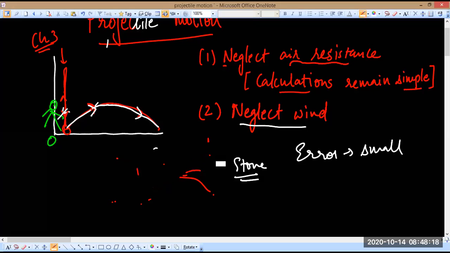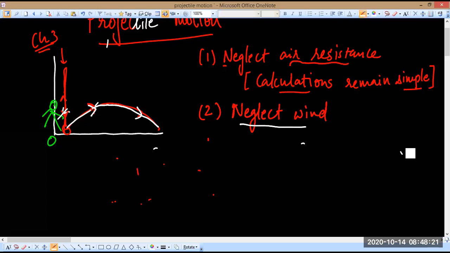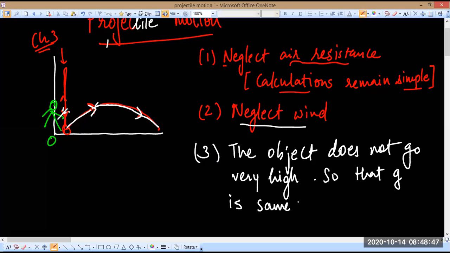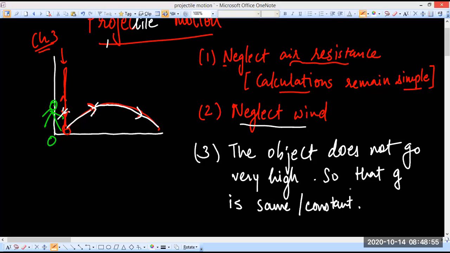Okay, so let's continue. There are actually two more assumptions. Number 3, the object does not go very high, so that we can say that g is the same, that is constant. See, I think you would have studied this in 9th. I'm not so sure though, I'm guessing actually.